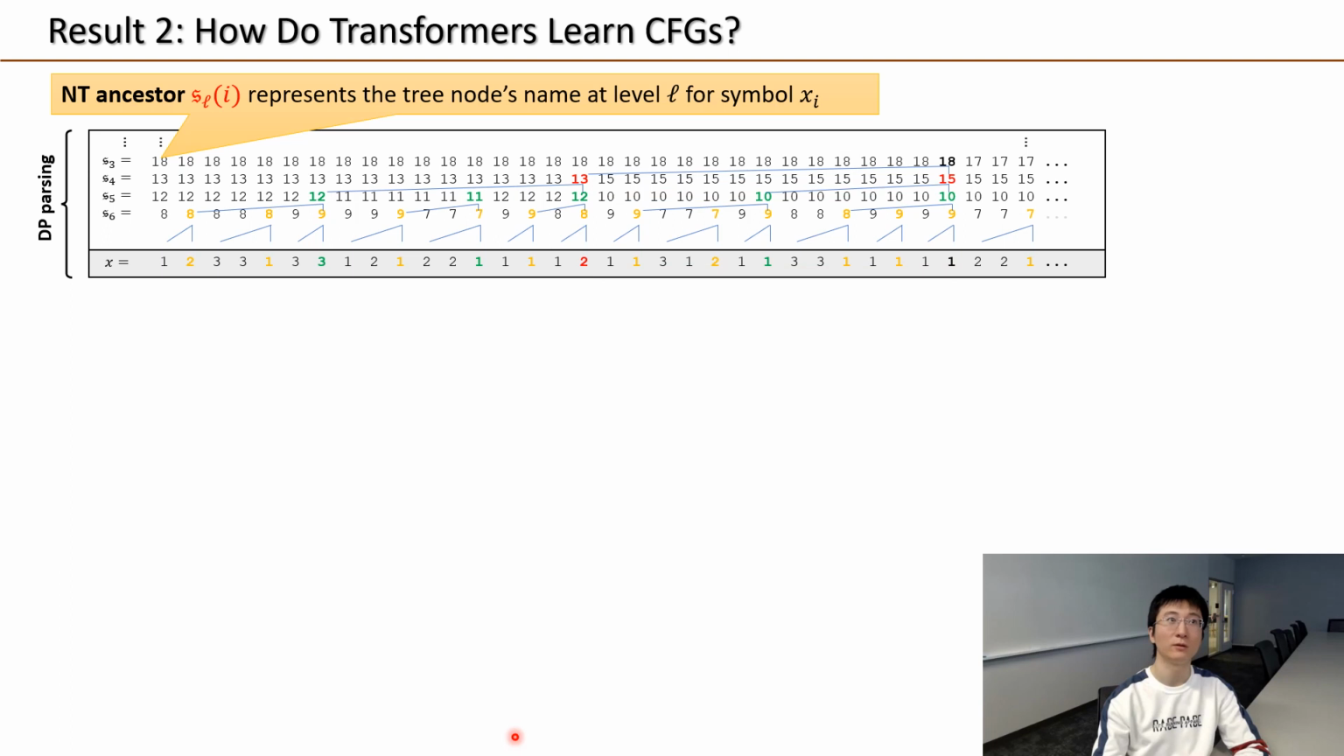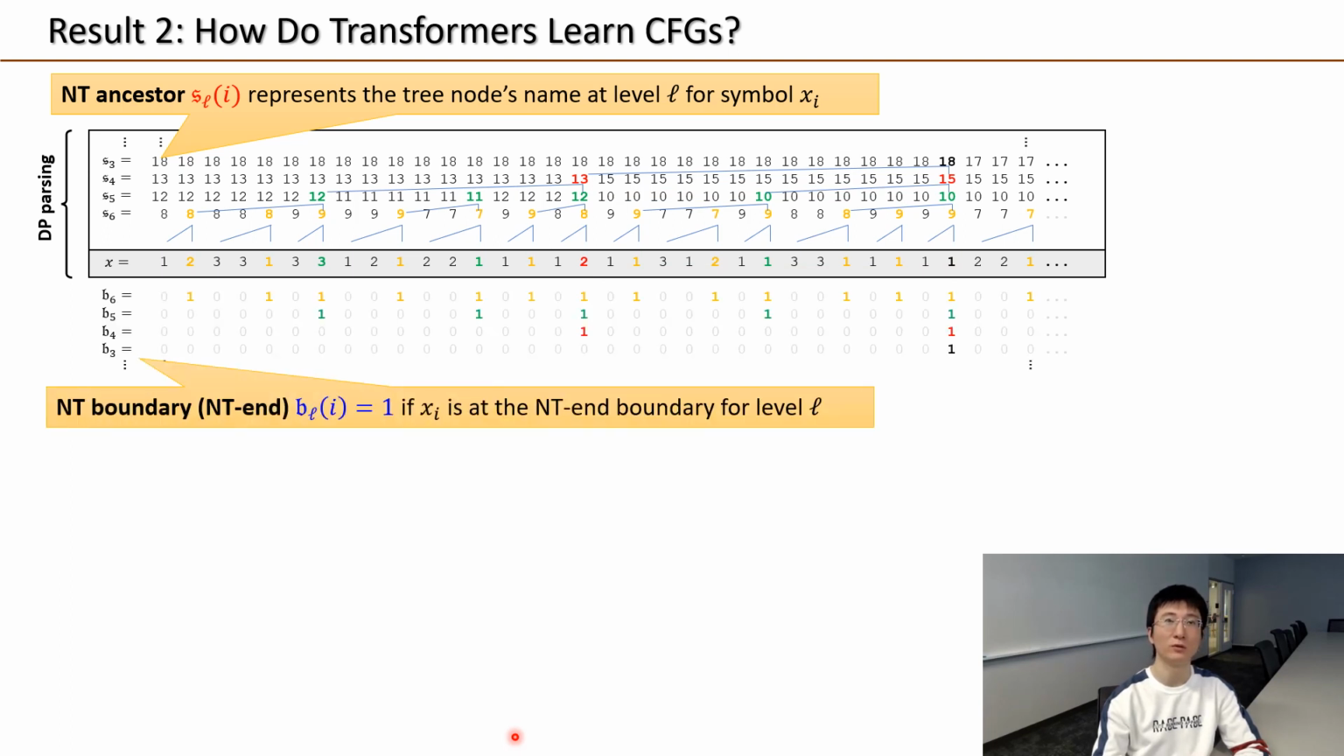That's NT ancestors. NT boundaries, or NT-end, is another notion we introduced, and it is a binary vector: b_{l}(i) equals 1 if x_i is at the NT-end boundary for level l of the CFG. For instance, this position x_i is at the right end boundary for this subtree, that subtree, and that subtree, right? So we have 1, 1, 1 here for level 6, level 5, and level 4. But it's 0 here because it's not at the right end boundary of this node 18. So that's the notion of NT boundary, or b_{l}(i). Those two are very important notations that I will keep using throughout the rest of the talk.